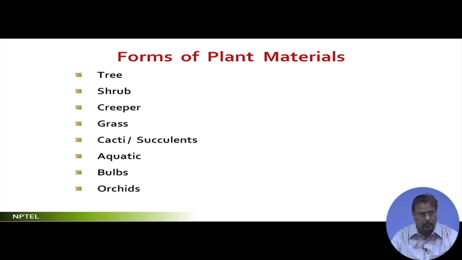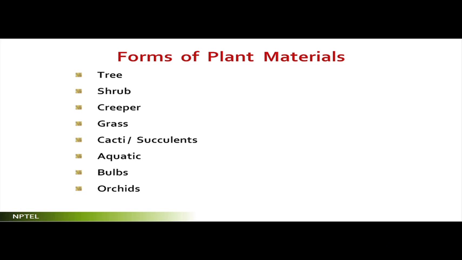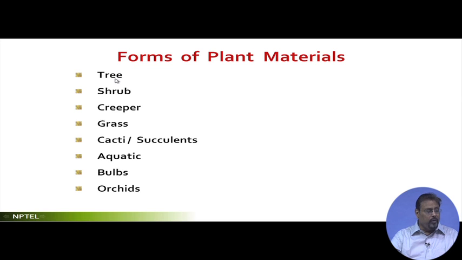It is because of this that having a brief idea about these forms of plant materials is essential. After we discuss these plant materials, I will go into the individual items of characteristics for plant materials to conclude my whole discussion for today. There are different kinds of forms: tree, shrub, creeper, grass, cacti or succulents, aquatic, bulbs, orchids.